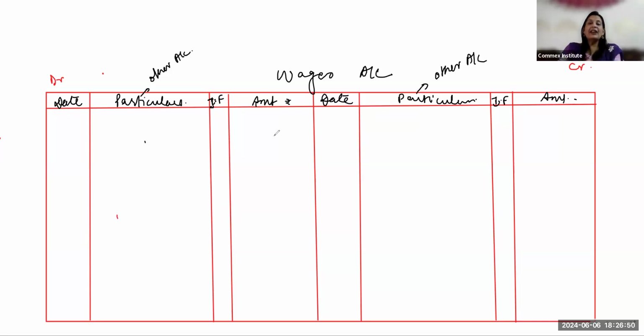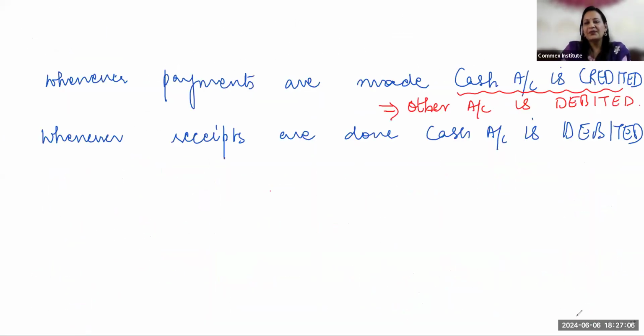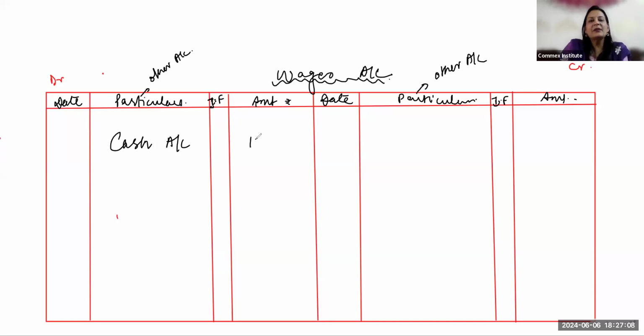And here, when I have to put the wages account, in this transaction, wages will be put on the debit side with the name as cash account. And the amount, what was the amount? 5,000? 10,000. And the amount would be 10,000. Okay, getting it, Priyanka? So we'll say the wages account has been debited.